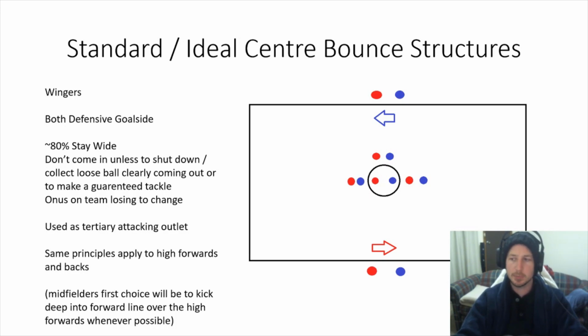And I think that's because it's too great a risk to take. If you go in, you leave your guy free in a really attacking position, space out the back. And that seems to be not worth it, at least in my hypothetical. So the same sort of principles apply to the half forwards and half backs, which I haven't bothered to draw here. And that's because, in brackets here, midfielder's first choice will be to kick deep in the forward line over them. So very much a tertiary option, or an alternative option even.